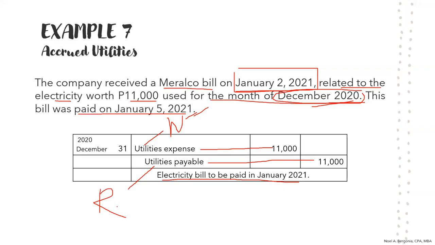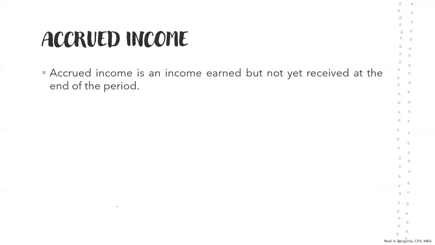Again, if you do have questions, please let me know. So that's the first of the accruals, no, cluster ng adjusting entry. We are now going to proceed with our last for this video lecture. We have accrued income naman or accrued revenues. So what are accrued income or accrued revenues? So accrued income are income, no, that was already earned.